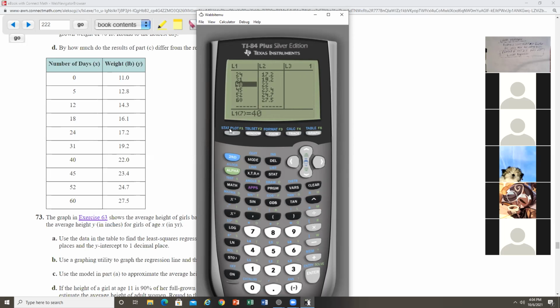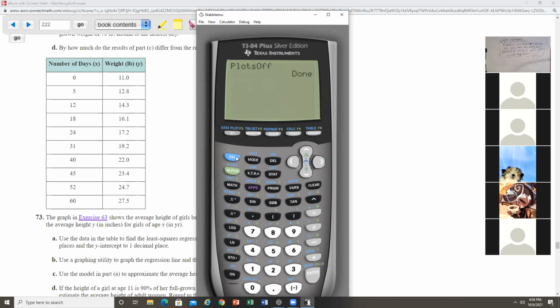Yeah, we can go into stat plot mode. So we hit our second button followed by the Y equals button, second Y equals. And I want you to go into stat plot number 1. Make sure all your stat plots are turned off. If they're not, move your cursor down here to number 4 and hit enter to turn all your plots off.